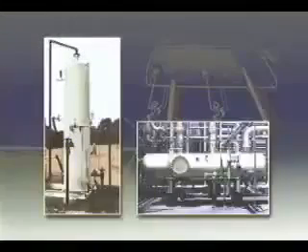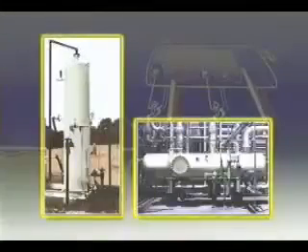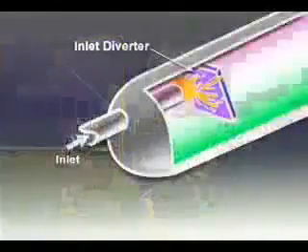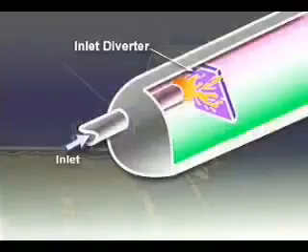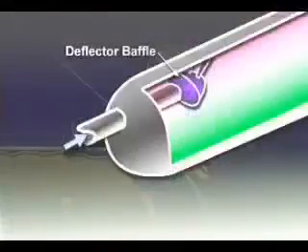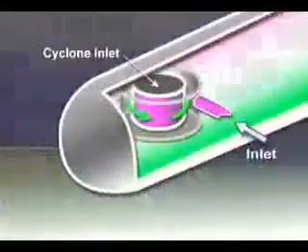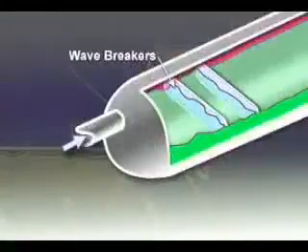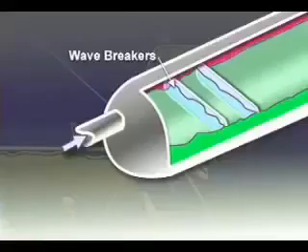Regardless of type, all three-phase separators have in common certain internal vessel components. Inlet diverters provide the initial gross separation by changing the flow direction as fluid enters the vessel. The deflector baffle, shown here, is one type of commonly used inlet diverter. Another is the cyclone inlet. Wave breakers limit the wave propagation that might otherwise occur in large horizontal vessels.